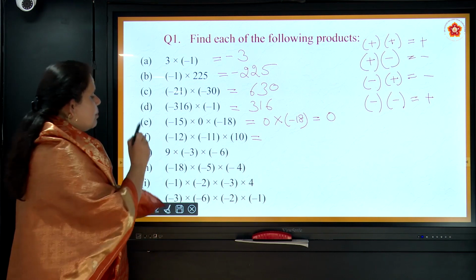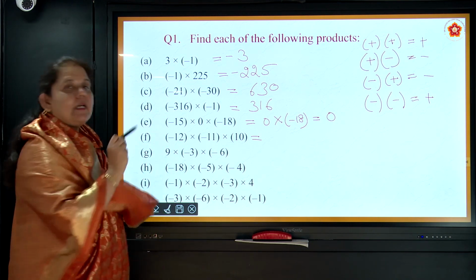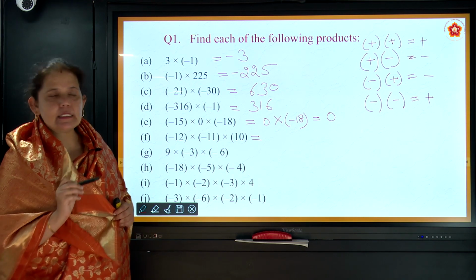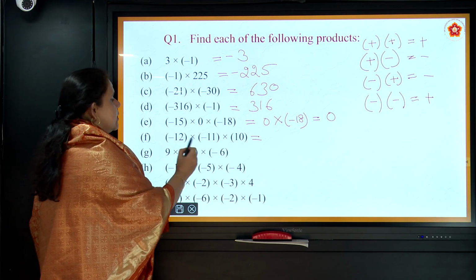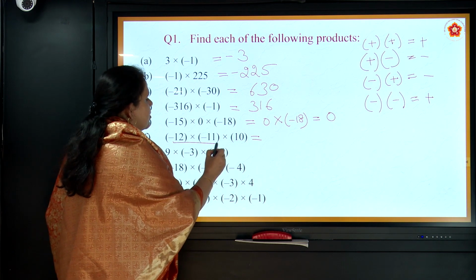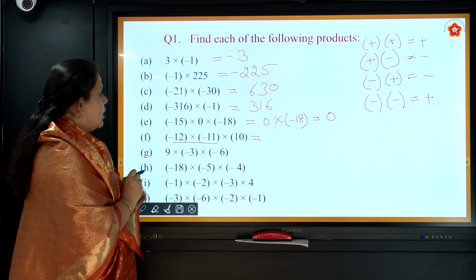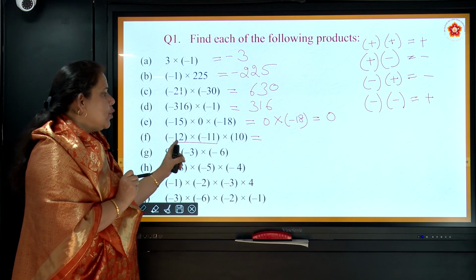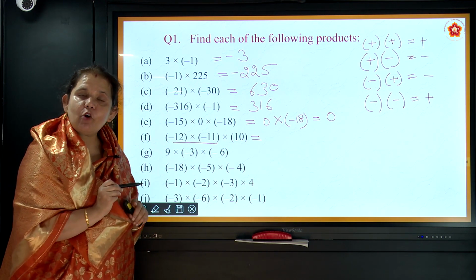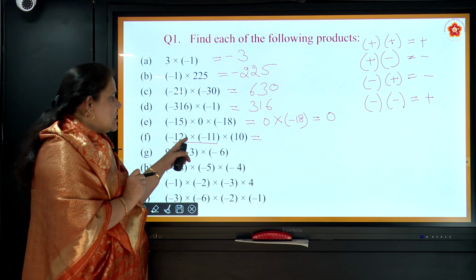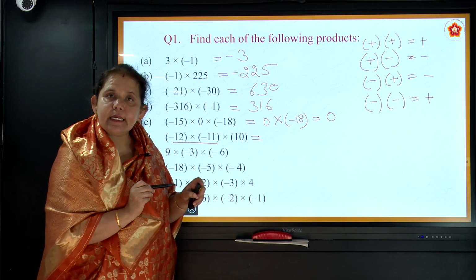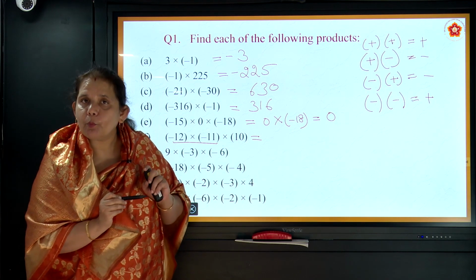In the next parts, do the multiplication yourself. I'll just discuss the signs here. If you see here, these two numbers, when we multiply them, both are negative. So our answer will be positive for the first two numbers. Whatever positive answer you get here, multiplied by 10, so our answer will be positive.